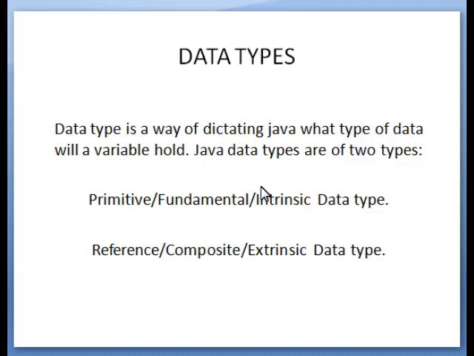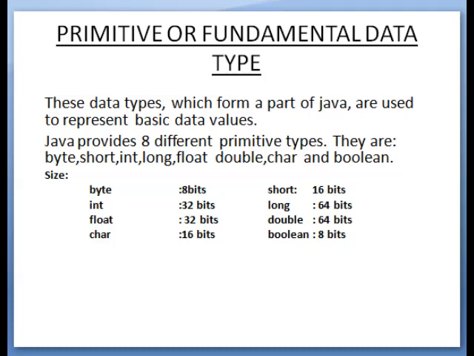So in Java, data types are of two types. First one is primitive or fundamental or intrinsic data type. The next one is reference, composite or extrinsic data type. We are going to see these two types of data types in the coming session. The first one is primitive or fundamental data type. These data types which form a part of Java are used to represent basic data values.